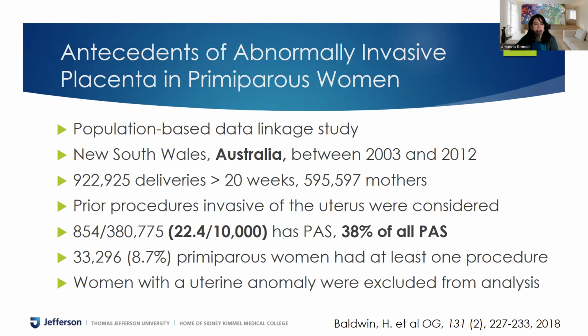So I found this interesting study of all primiparous women in Australia between 2003 and 2012. They evaluated almost 1 million deliveries at more than 20 weeks, and they evaluated any surgical procedures other than a C-section. The incidence of placenta accreta was 22.4 in 10,000, and they account for 38% of all the diagnoses of placenta accreta. 8.7% had at least one procedure, and they excluded all women with Mullerian abnormalities.